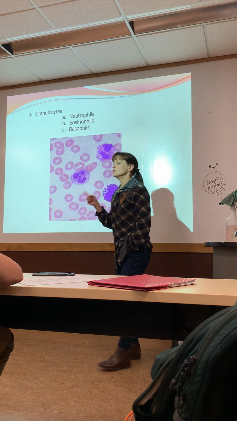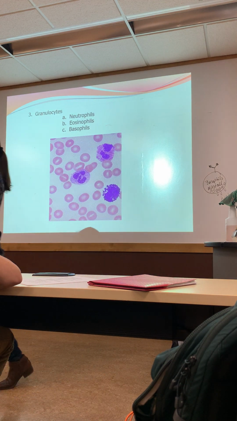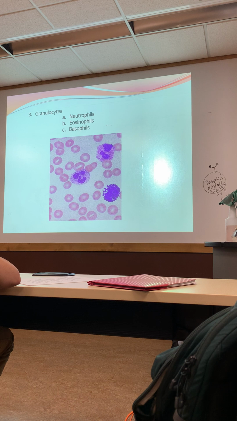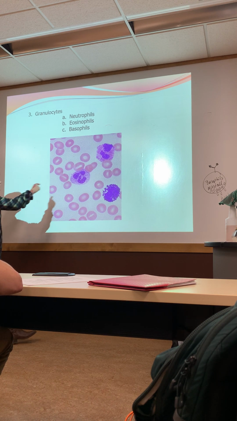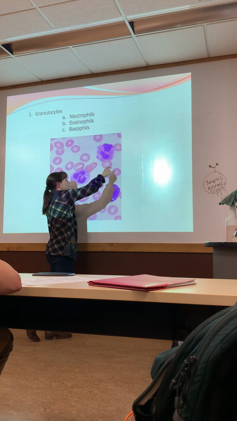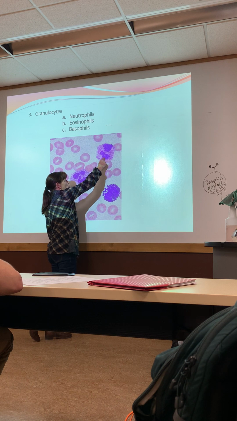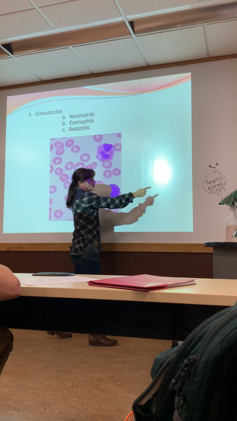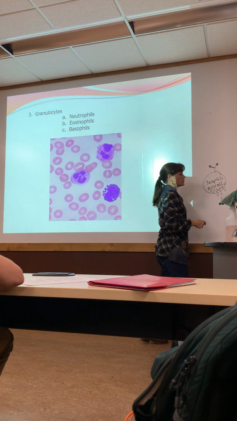So neutrophils are phagocytic. They're the first to arrive to an infection. First to arrive, and they love to eat bacteria. It's their favorite meal. So they get to an infection site before monocytes or macrophages. Eosinophils are for allergies and worm infections, and basophils are for allergic reactions.